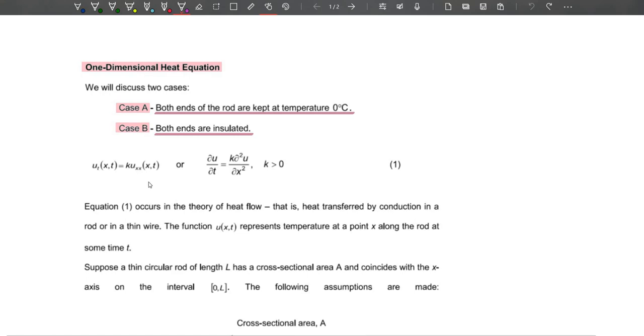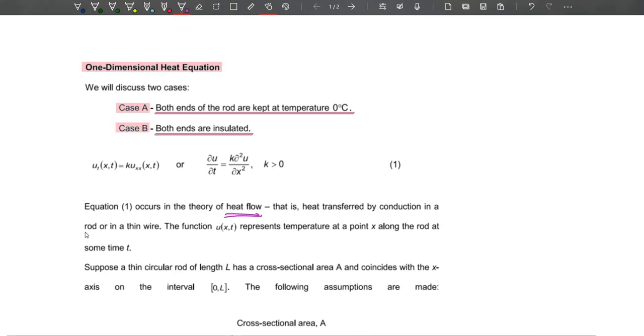Okay, so right now this is the heat equation. The formula for the heat equation is u_t(x,t) = k u_xx(x,t), which can also be written as ∂u/∂t = k ∂²u/∂x², where k is greater than 0. This equation 1 occurs in the theory of heat flow, that is, when heat is transferred by conduction in a rod or in a thin wire.